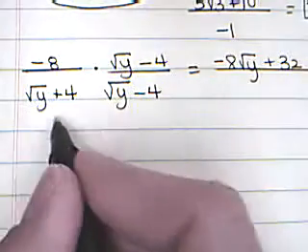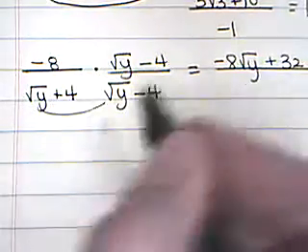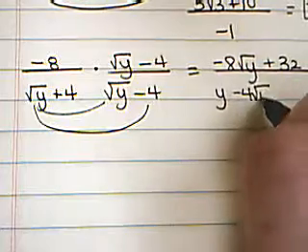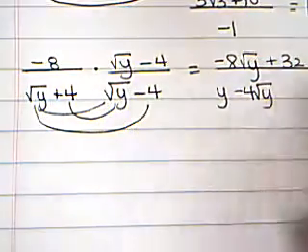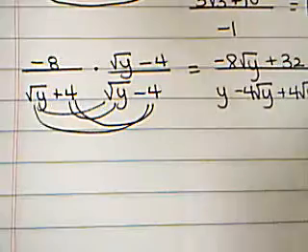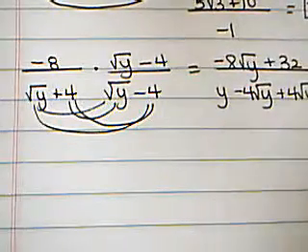In the denominator, the square root of y times square root of y is going to be y. The square root of y times negative 4 is negative 4 square roots of y. Positive 4 times square root of y is positive 4 square roots of y. And the last term, positive 4 times negative 4 is negative 16.